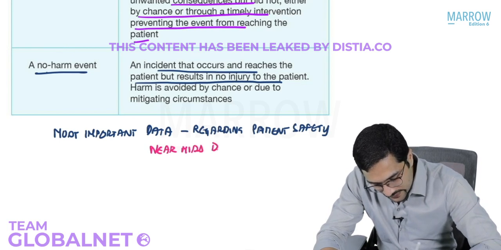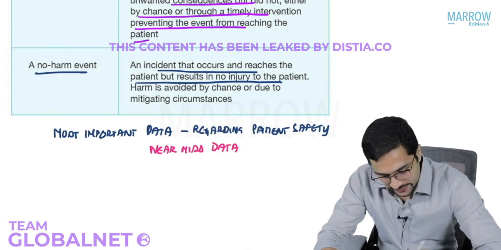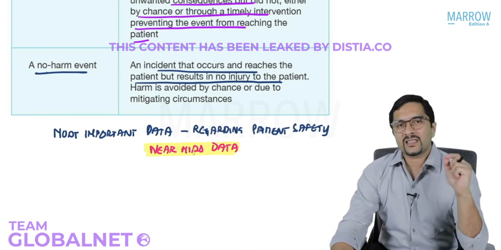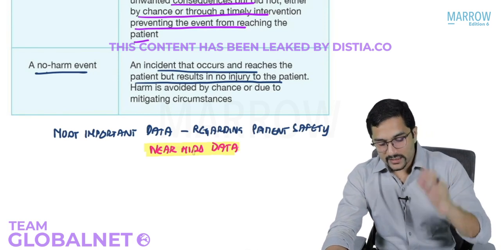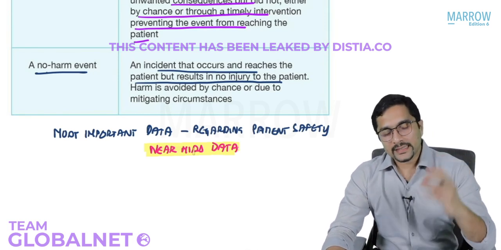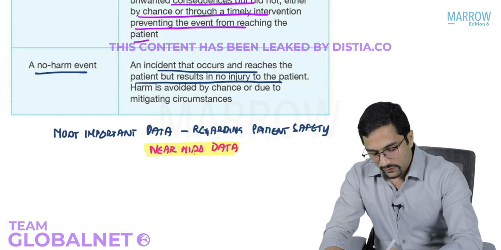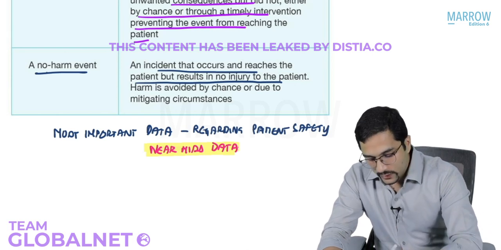Right? So near miss data is the most important data, which tells us how robust the patient safety norms in the hospital are. So this is the first thing. You should know the examples of these three types of adverse events. This I've already told you.